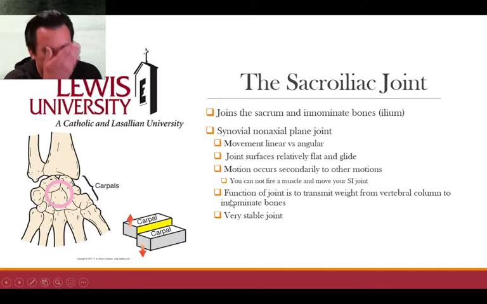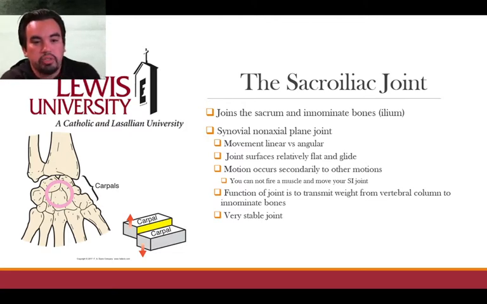The sacroiliac joint. If we're looking at it as a joint, it joins the sacrum and the innominate bones, more specifically the ilium, right? Sacroiliac, sacrum, ilium. It's a synovial non-axial planar joint, so the movement is linear versus angular. So the joint surfaces are relatively flat and they glide. Now when I write that the movement is linear versus angular, we'll dive into that a little bit further later when we get into the kinematics and kinetics of the body, when we get into the biomechanical portion of class.